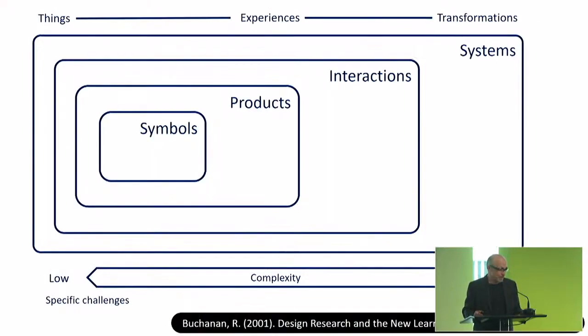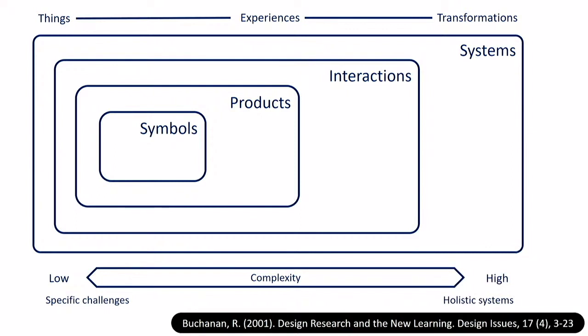What to do? And that's my second last slide. This is a sort of theoretical way to look at designing, developed by Buchanan in 2001. This model goes from low to high complexity. Again, this topic that Andrew touched upon this morning. And as we move from low complexity to high complexity, we think first about things, about experiences, about transformations. And we're not just designing symbols or products. We're designing interactions and we're designing systems and systems of systems.